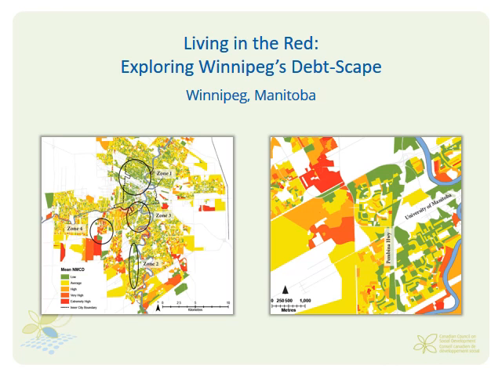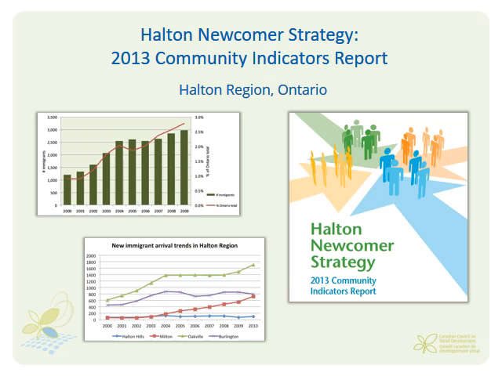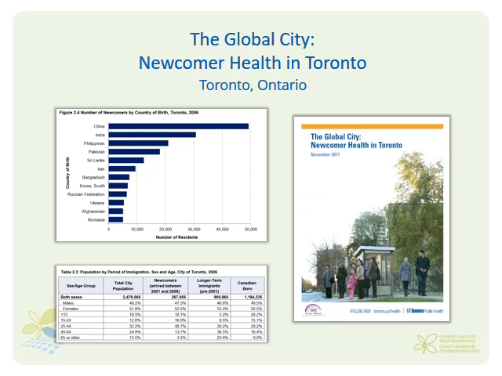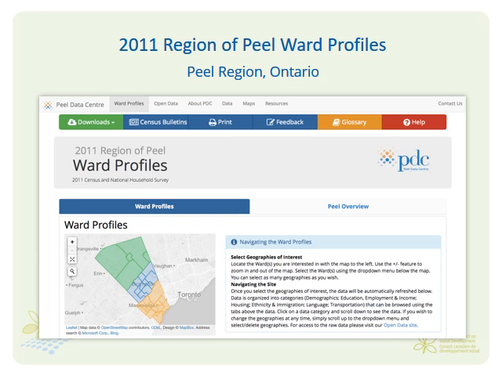Our first example is Winnipeg. Living in the Red explores Winnipeg's debtscape in local neighborhoods. The region of Halton created this report on community indicators, including the number of new immigrants in different regions. Toronto Public Health analyzed the health of newcomers in the country, including period of immigration, sex and age of newcomers and immigrants. The Region of Peel created community profiles for each of its wards using data on demographics, education, employment, housing, and others.